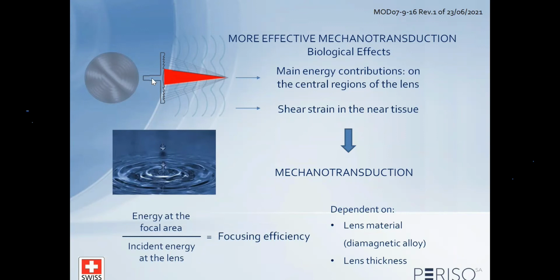So when we use this kind of lenses to focalize the shockwaves, we certainly have the main energy contributions on the central regions of the lens, but also there is a shear strain, so an additional component of energy that derives from the nearest part, the next part to the main energy contribution. And also this shear strain in the near tissue starts the mechanotransduction process that then leads to the biological effect from the shockwave.